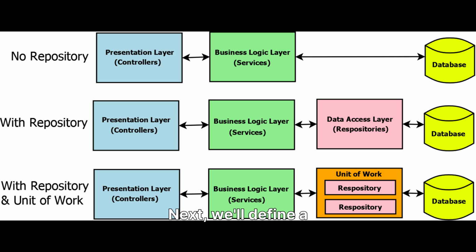Next, we'll define a basic model, a product class, to represent the data we'll be working with. This plain C# class will serve as our primary entity, encapsulating the properties of a product that we want to store, retrieve, update, and delete using our persistence layer.